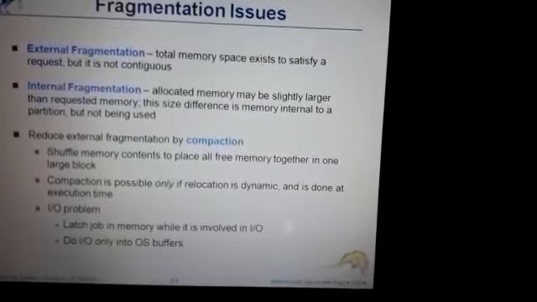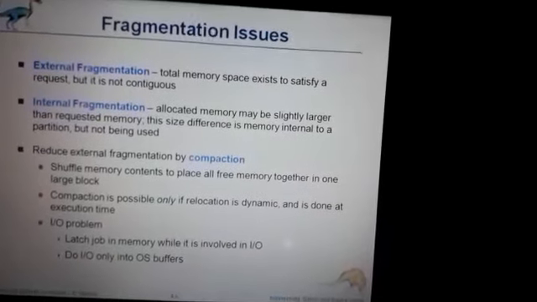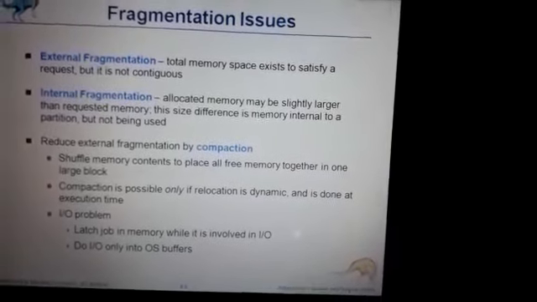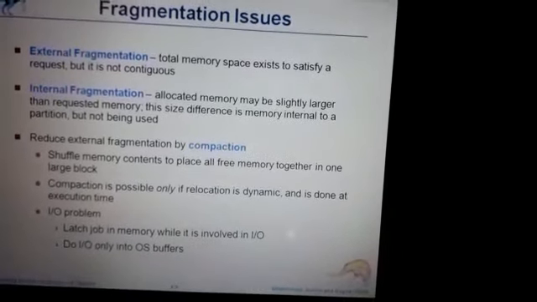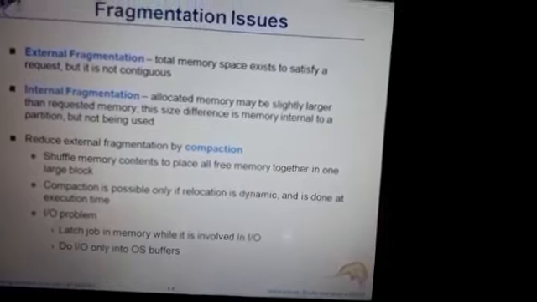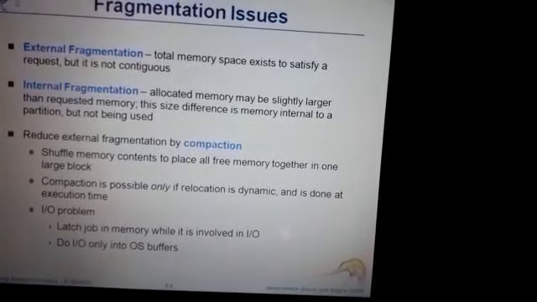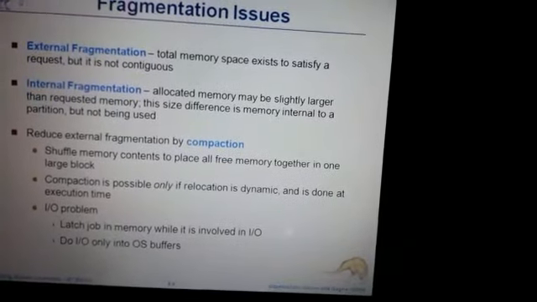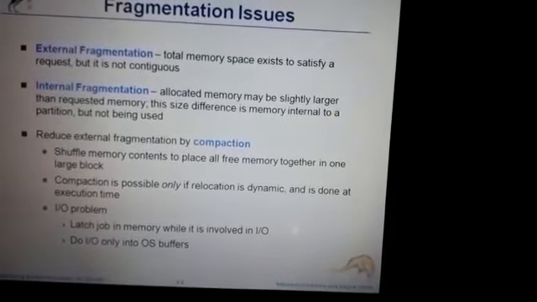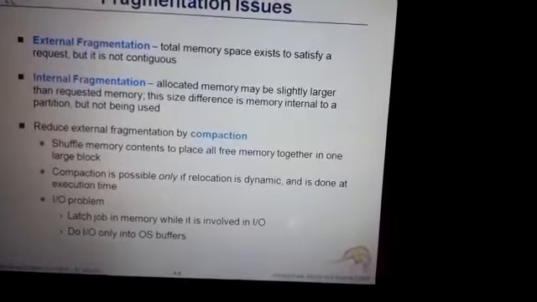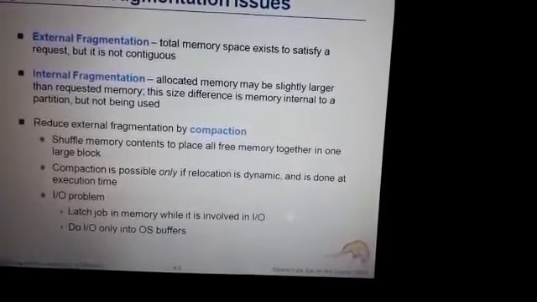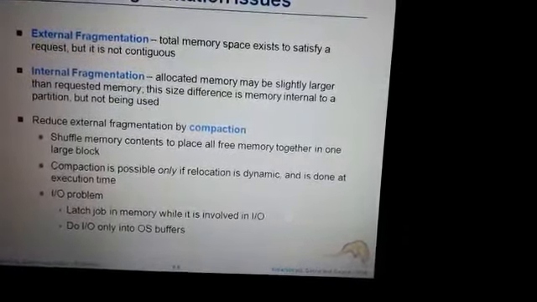So here the allocated memory might be slightly larger than the requested memory. It means that the process might be smaller and the allocated memory larger. This size difference is memory internal to a partition, but that particular part of the memory is not being used. So it is nothing but internal fragmentation. Reduce external fragmentation by compaction. This is one method to overcome external fragmentation.